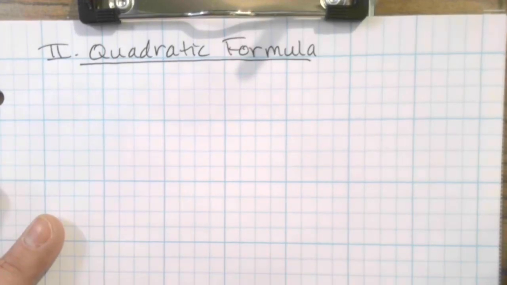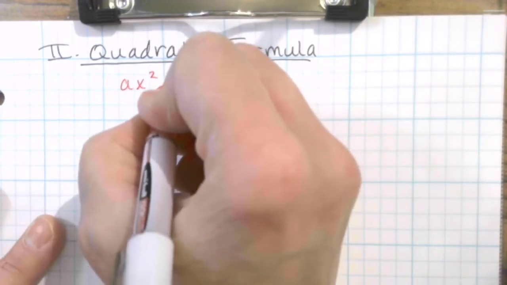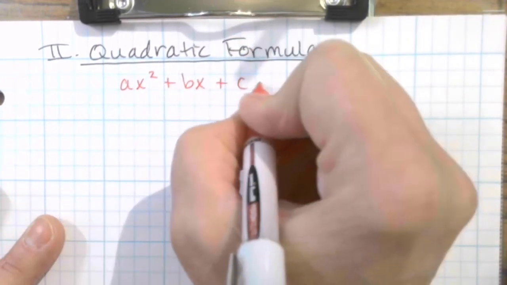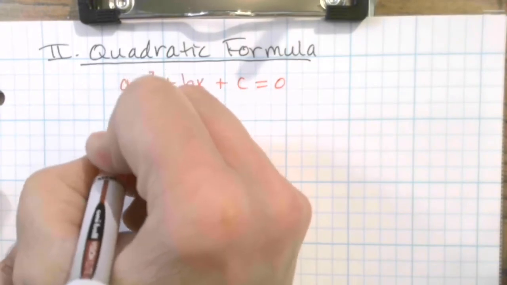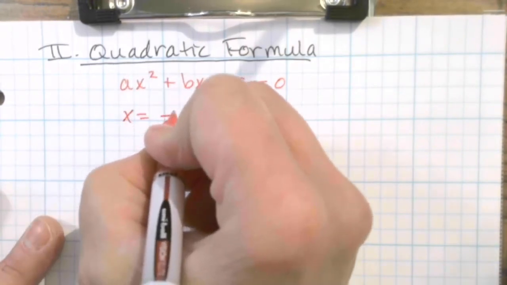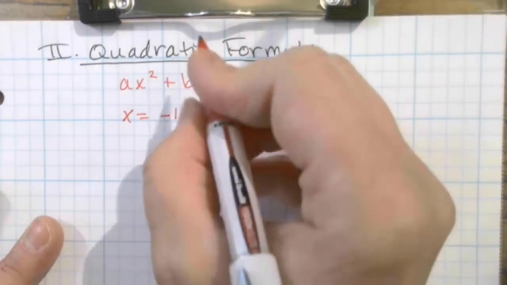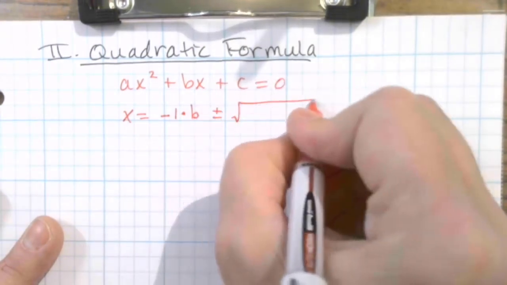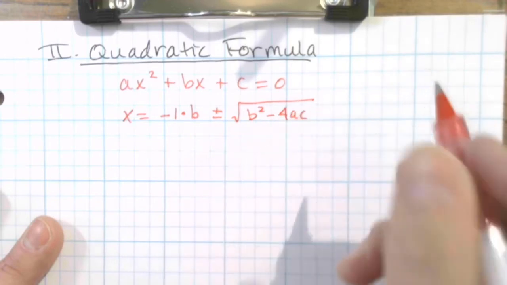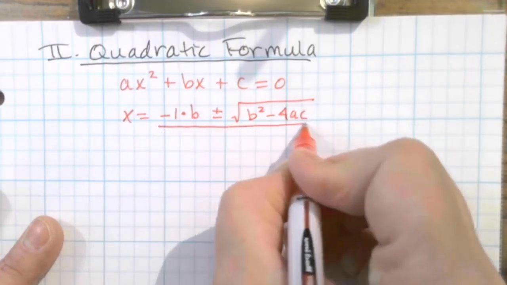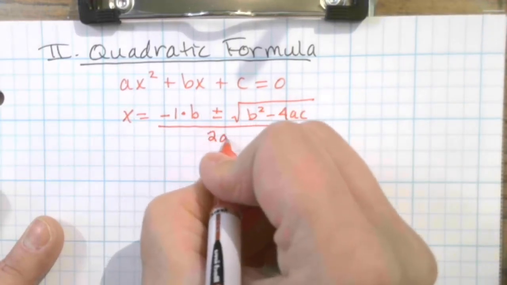So for the quadratic formula to work, you need an expression in the form ax squared plus bx plus c equals 0. Using that form, x equals negative 1 times b plus and minus the square root of b squared minus 4ac, and then everything over 2 times a.